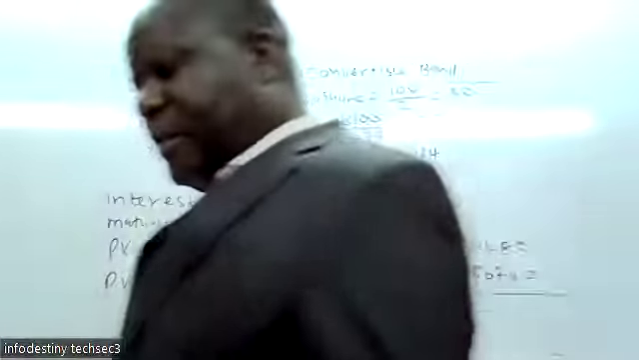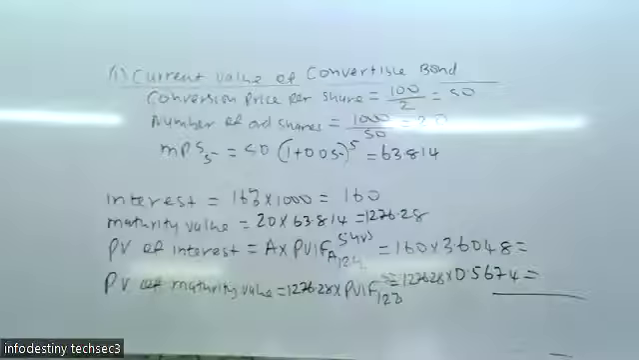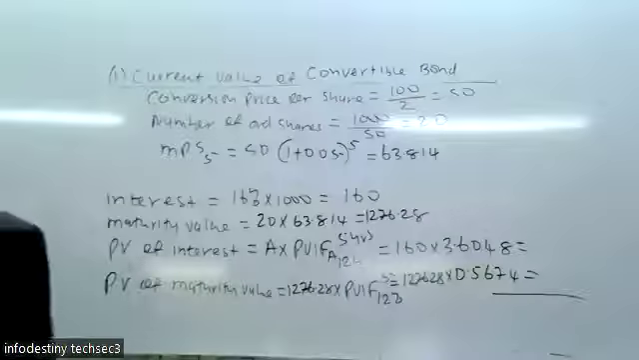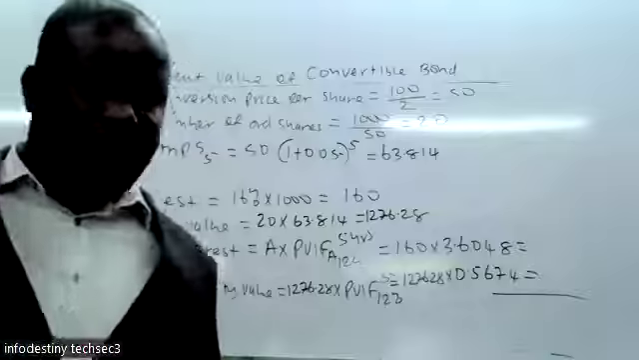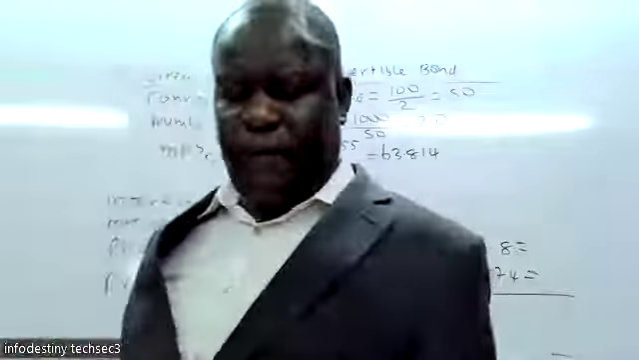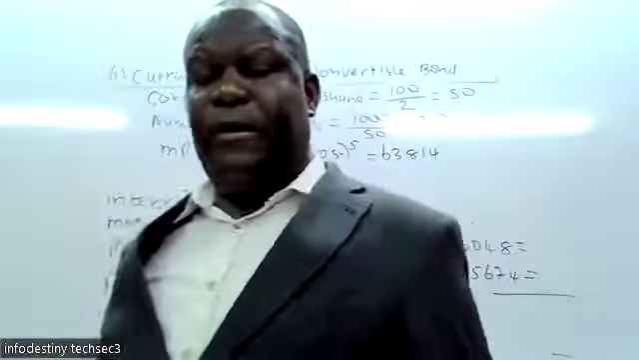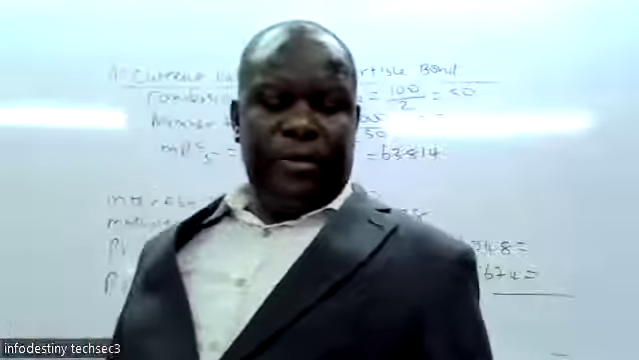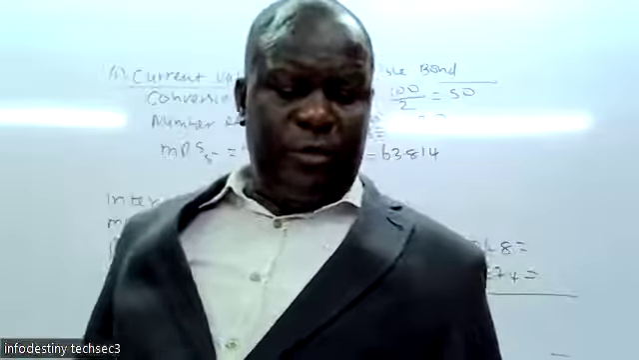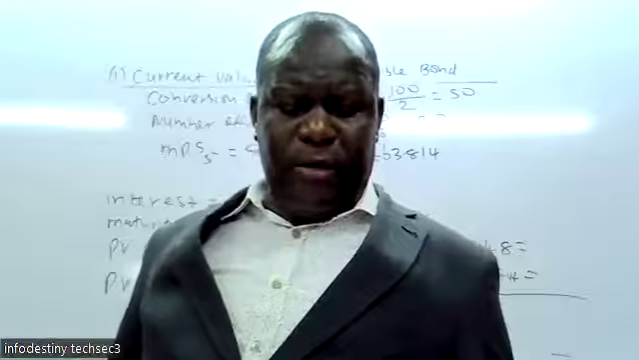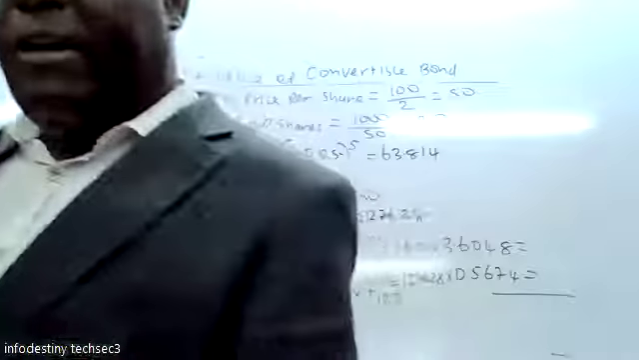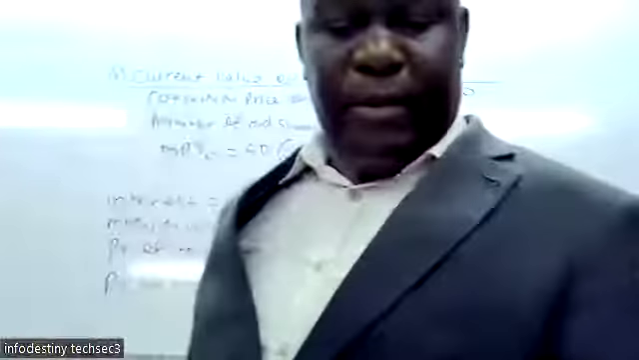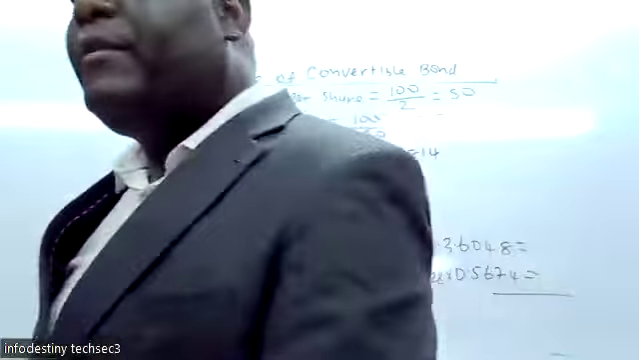So it is required: Roman letter 1, the market value of the bond; Roman letter 2, the floor value of the bond; then finally, the conversion premium per share. So let us start with Roman letter 1, the market value of the bond.